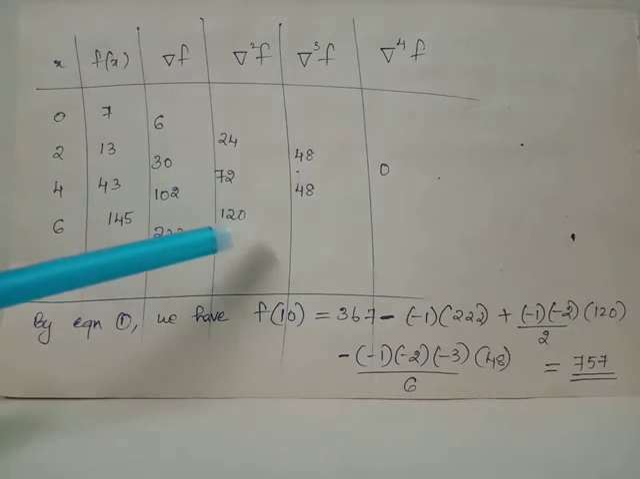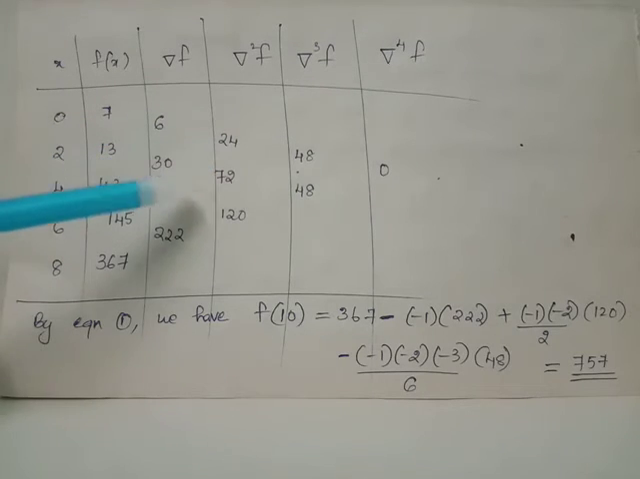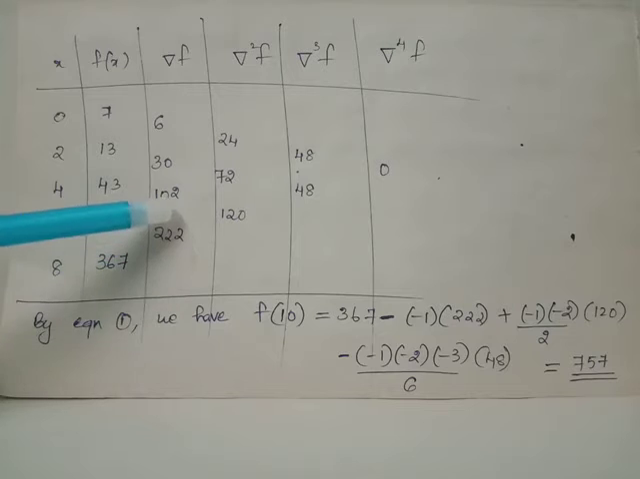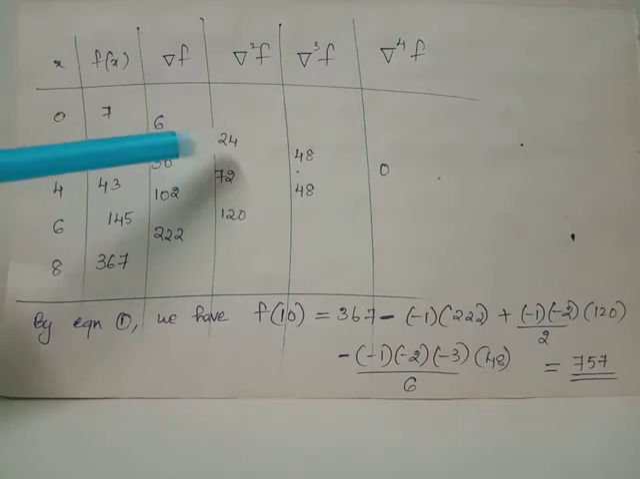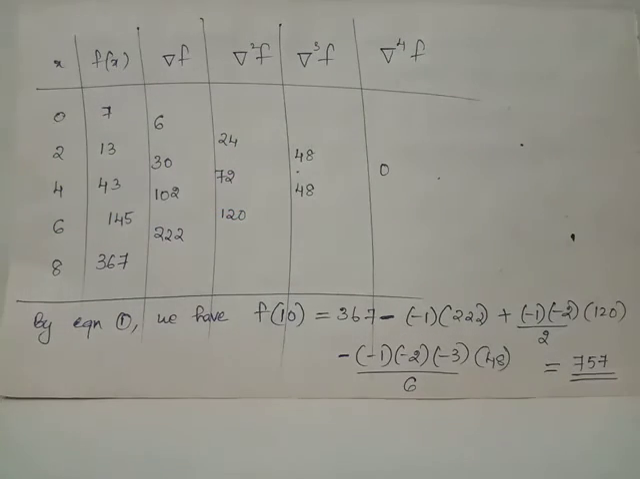The second backward difference is obtained by taking difference between 30 minus 6 equals 24, 102 minus 30 equals 72, 222 minus 104 equals 120. The third backward difference is 72 minus 24 equals 48, 120 minus 72 equals 48. The fourth backward difference is 0 here, 48 minus 48 equals 0.